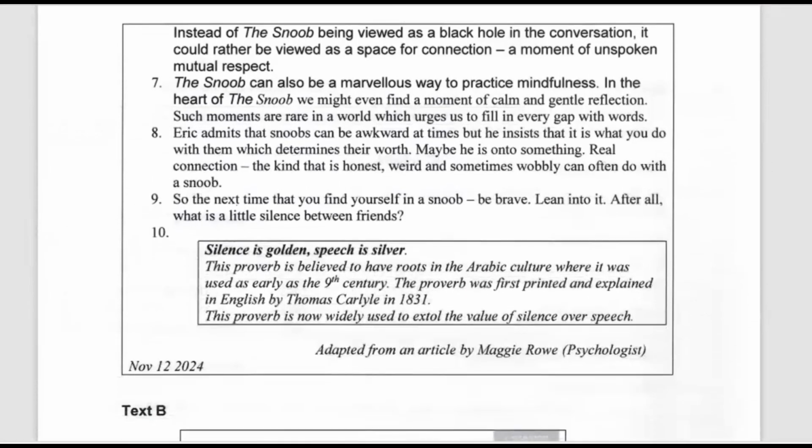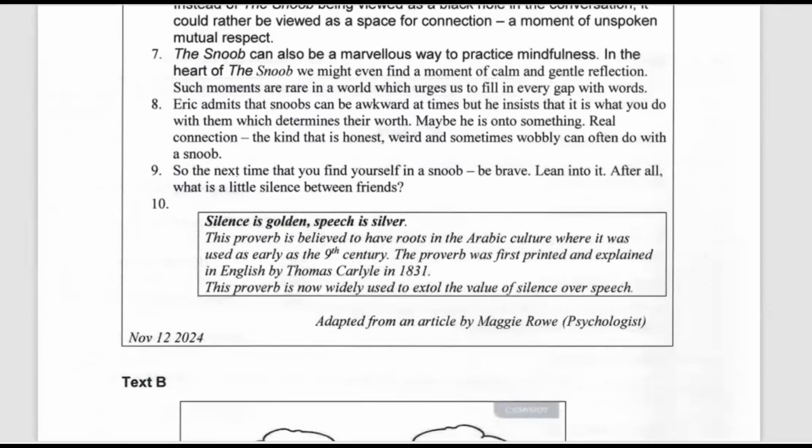The snob can also be a marvelous way to practice mindfulness. In the heart of the snob, we might even find a moment of calm and gentle reflection. Such moments are rare in a world which urges us to fill in every gap with words. Eric admits that snobs can be awkward at times, but insists that it is what you do with them which determines their worth. Maybe he is on to something. Real connection, the kind that is honest, weird, and sometimes wobbly, can often do with a snob. So the next time that you find yourself in a snob, be brave. Lean into it. After all, what is a little silence between friends?